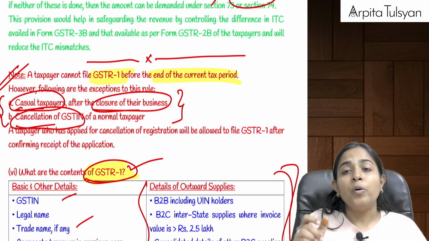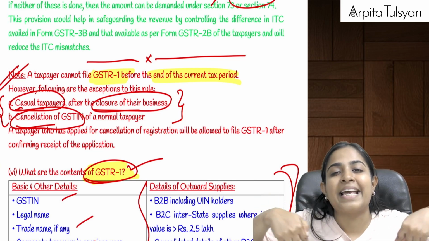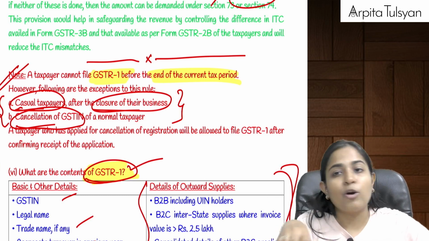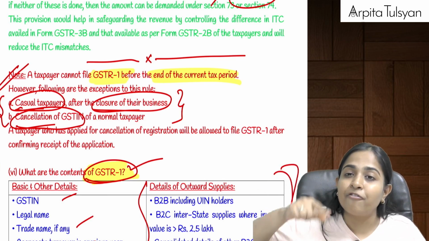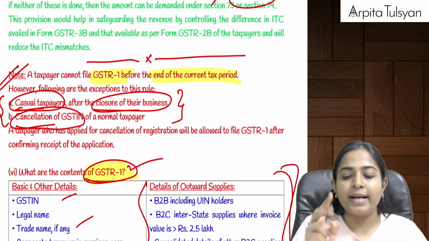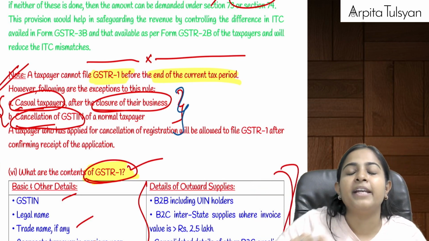Now, this GSTR 1 cannot be filed during the same month. Means GSTR 1 of April cannot be filed during April. The filing of this can start from 1st of May till 11th of May. But there are two exceptions where the returns can be filed during the current period also.